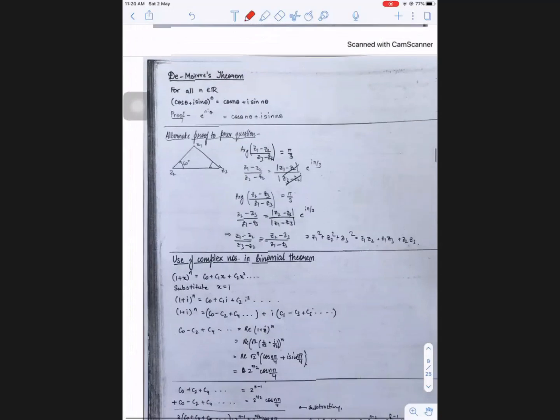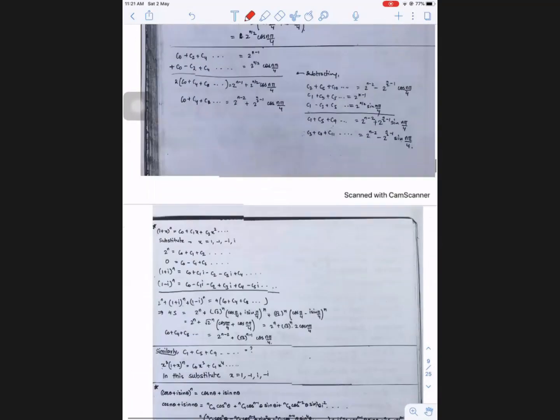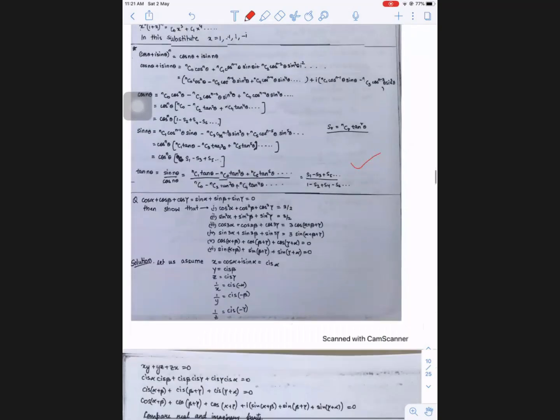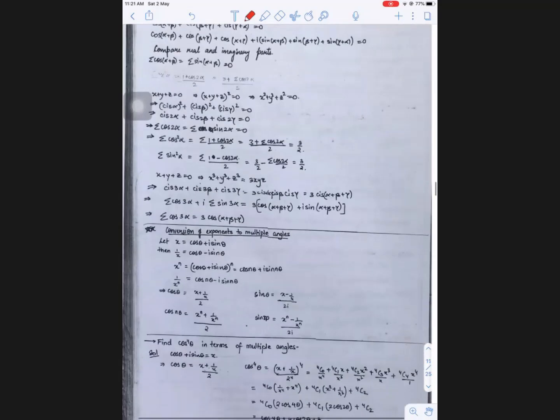And in that we'll get applications using complex numbers: from C0 plus C1 plus C2 results, you can find C1 plus C5 plus C9 values by using nth roots of unity, and C0 plus C4 plus C8 sums you can solve. Our tan n theta formula, S1 minus S3 plus S5, you can find by using this result only. Some other results will also come. To solve integration questions also, for example, integration of cos power 10 theta, you can find that easily using complex numbers.